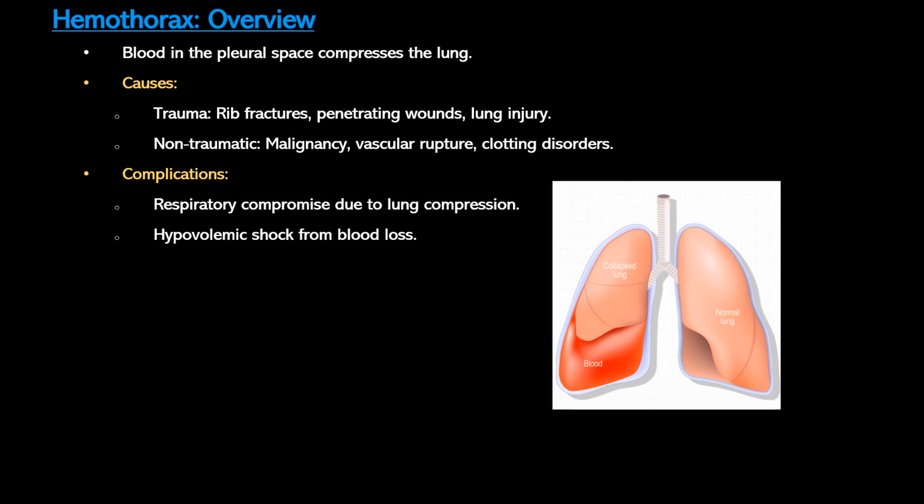Hemothorax is a condition where blood accumulates in the pleural space, compressing the lung and causing respiratory compromise. The most common cause is trauma, such as rib fractures or penetrating injuries. Non-traumatic causes, though less common, include malignancy, vascular rupture, or clotting disorders. The primary complications of hemothorax are impaired oxygenation due to lung compression and hypovolemic shock caused by significant blood loss into the pleural cavity.